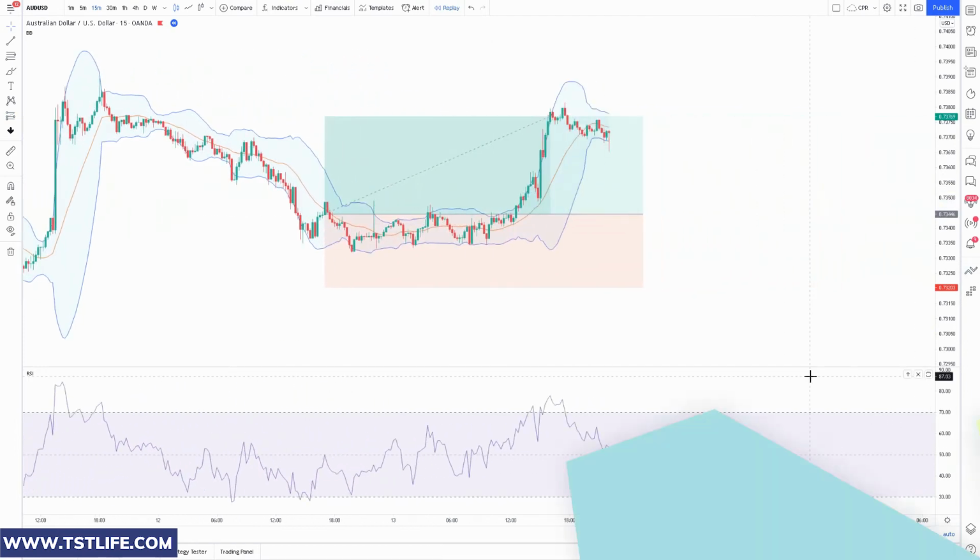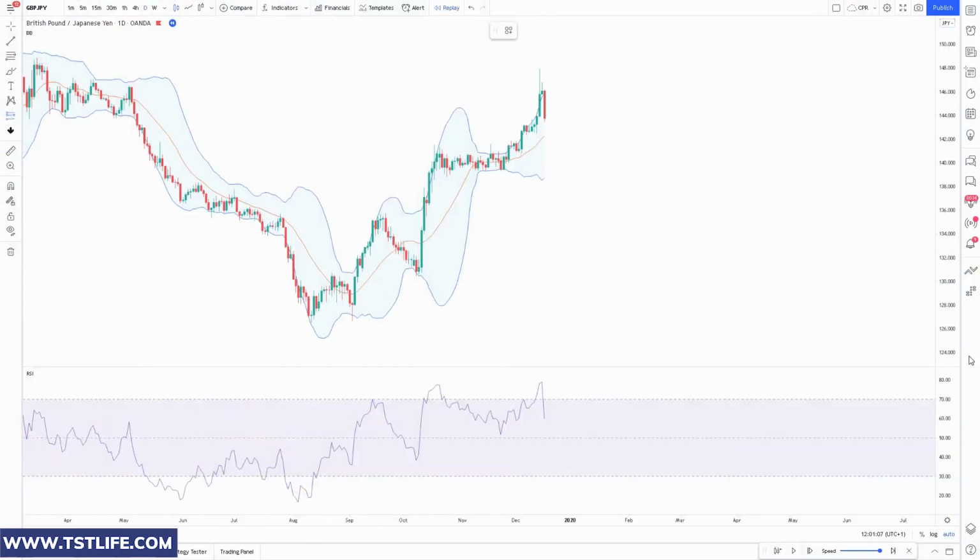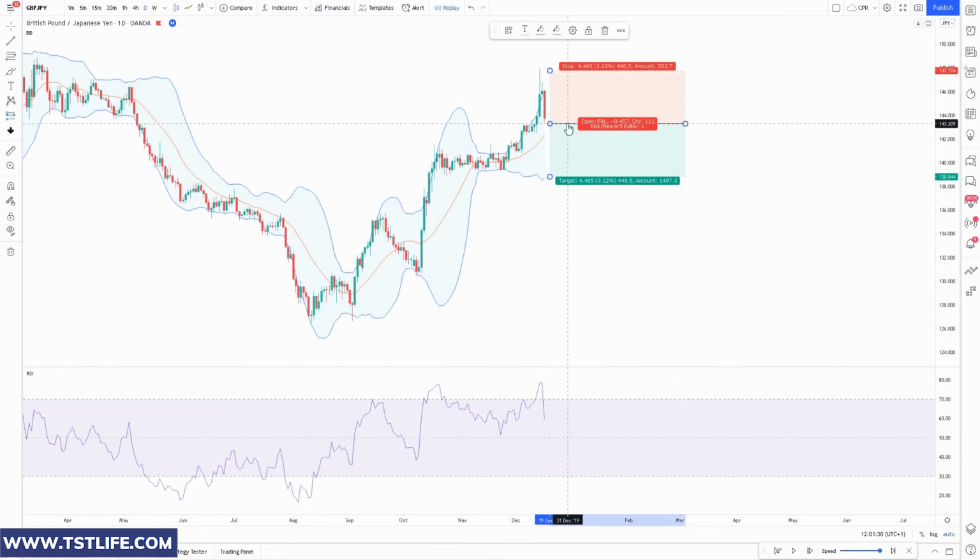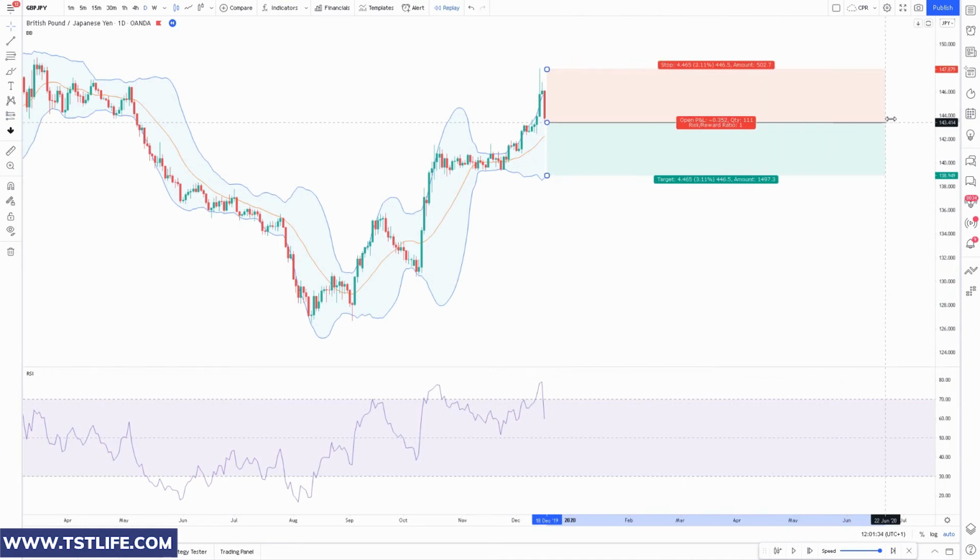This trade is successful. Now let's look at a short trade. This is the pound yen daily chart. We can see here that the price hit the upper Bollinger Bands and the RSI value is above 70. According to our strategy, we should go short with a sell stop order positioned a few pips below the actual price level. The stop loss would be positioned above the most recent key level.